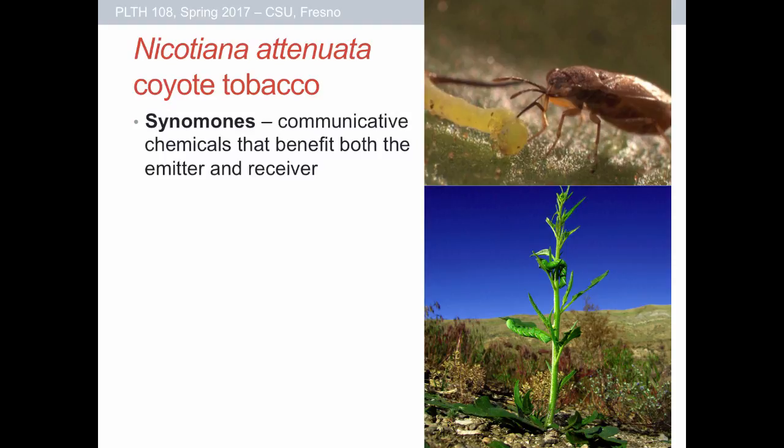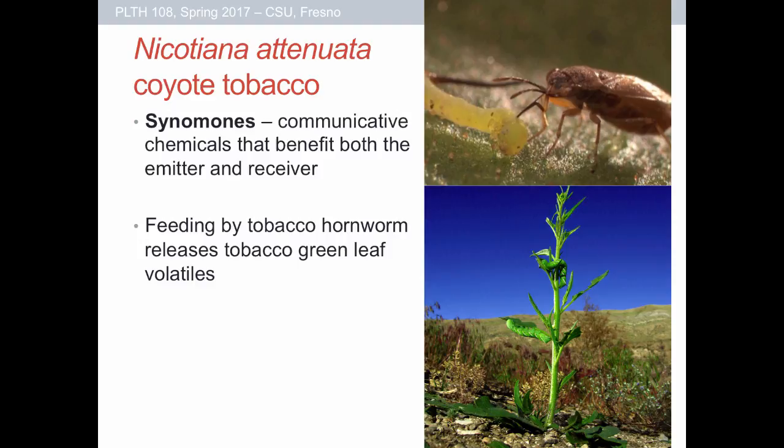And then the last of the allelochemicals are the synomones. Synomones are great. They benefit everybody. The emitter gets a benefit. The receiver gets a benefit. And a good example of this would be a really cool system that's been figured out by a team in Germany. They've been researching this in great levels of detail.